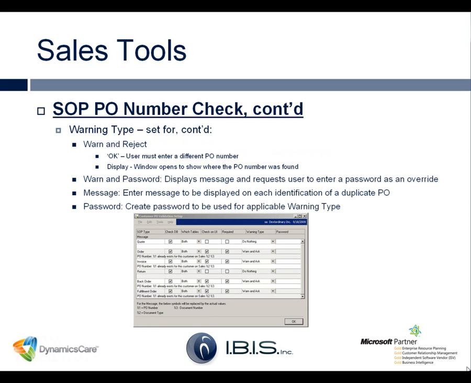There's also a warn and reject message. If you click OK, you're going to have to enter a different PO number. And this one doesn't really give the user an option. And you can set a password. The last column on the screenshot is warn and password. It will display a message, and the user has to know the password and enter it to override whatever message comes up. And you can put in custom messages to be displayed, and those might be hard to see on the screenshot. It's actually just below the SOP type. It says message, and there's a few that have some custom messages there.